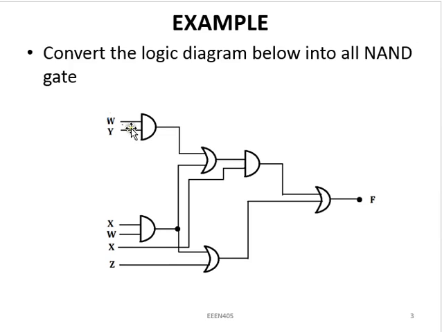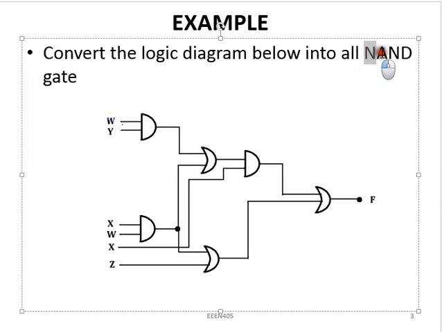Then the next thing is, we can be given a circuit that is made up of different categories of gates. For instance, if you look at this one, we have AND gates and OR gates. We can be asked to convert this circuit into all NAND or into all NOR. And how do we go about that?